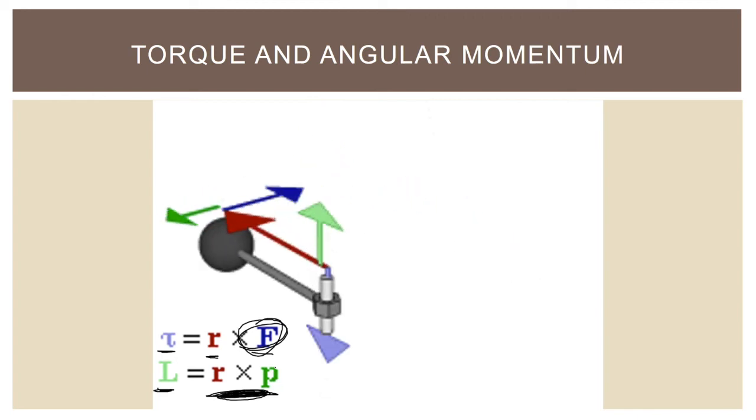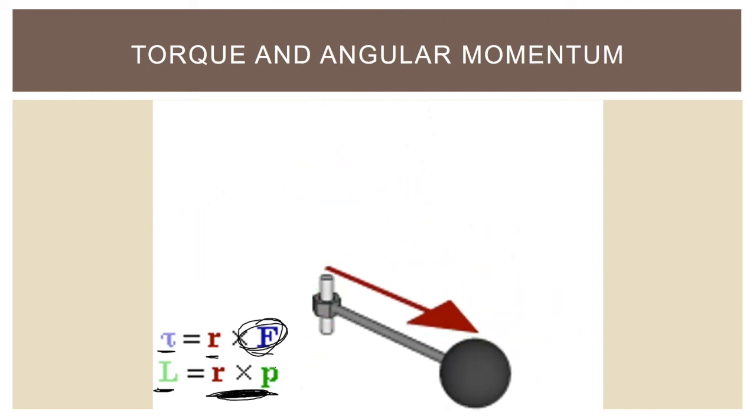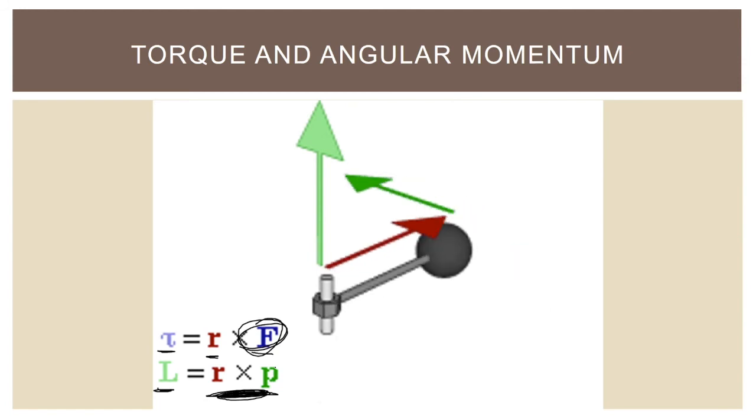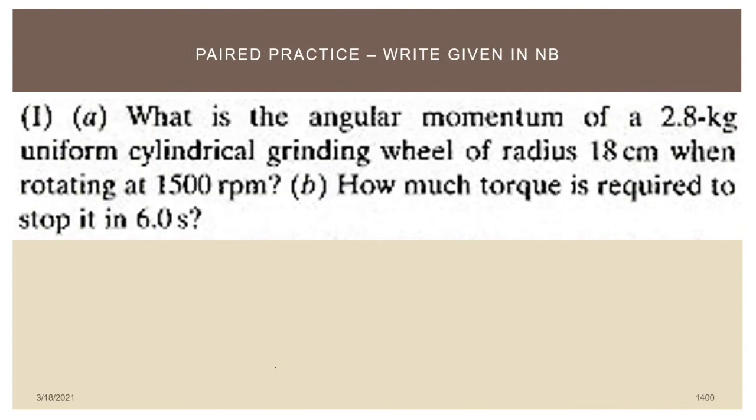And that's really important. Now, of course, the name of the game here is going to be, how can we use all this stuff to solve a problem? And so let's go ahead and solve the problem. It says here, what is the angular momentum of a 2.8 kilogram uniform cylindrical grinding wheel with a radius of 18 centimeters when it's rotating at 1,500 revolutions per minute? And then part B asks, how much torque is required to stop it in 6 seconds? All right, let's just ignore B for a second and focus on part A.